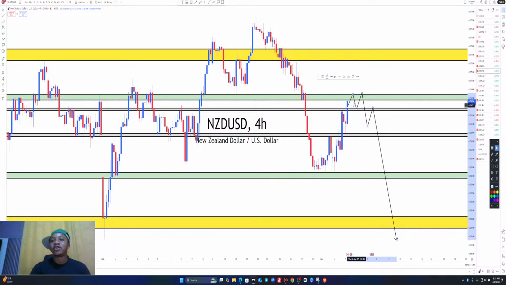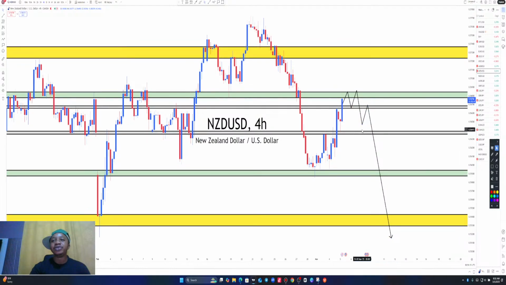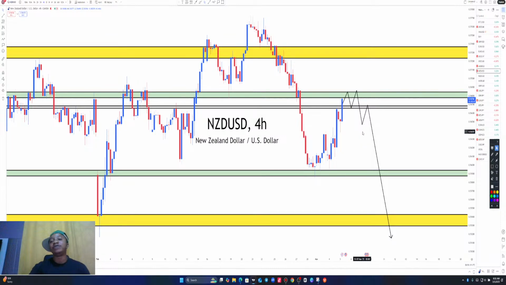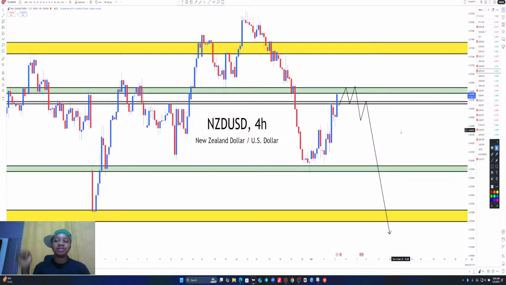So NZD USD entry comes in after break of structure. Okay, I don't know how price may break structure, but if it eventually breaks structure, we are definitely going to see it, and then we enter it all the way down. All that we need to see now is a break of structure, right? So that's it for NZD USD. Let's go to the next pair.